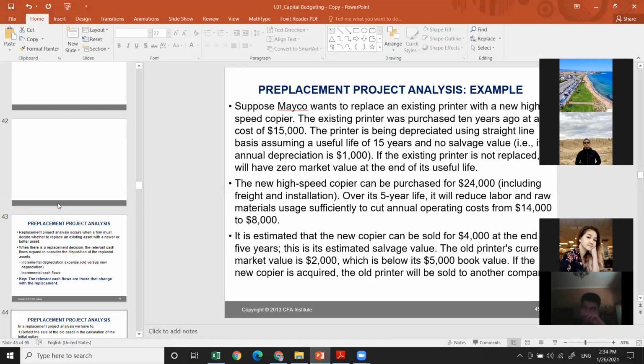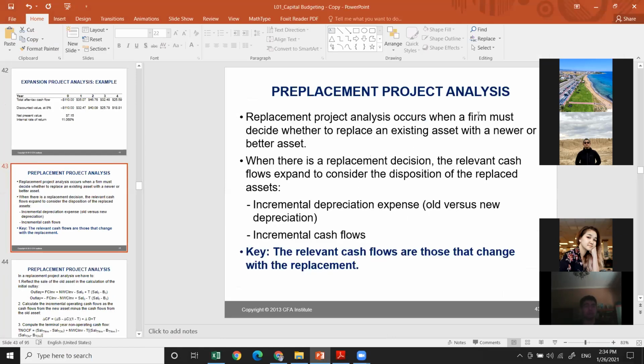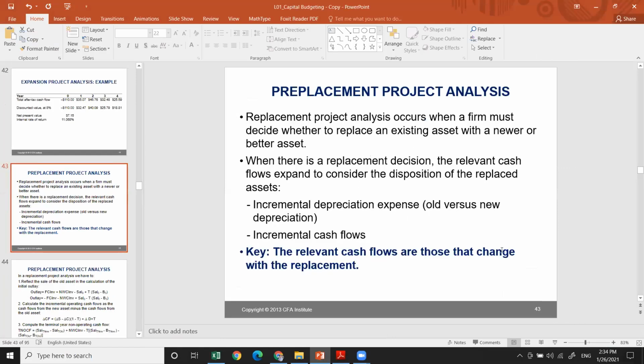So coming to the replacement issue, the replacement project analysis occurs when a firm must make a decision whether to replace an old existing asset with a newer, more efficient, or better equipment. The purpose of doing so could be to improve the quality of production, to reduce the cost, and maybe to increase the number of units you produce to sell more.